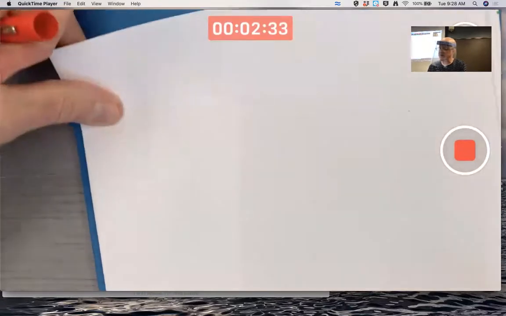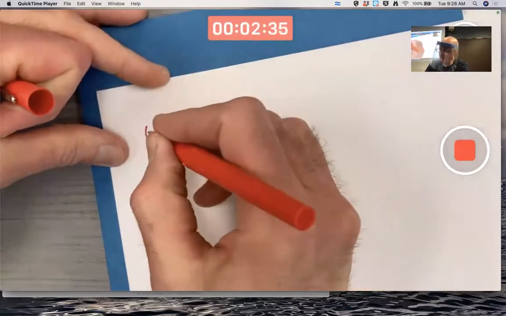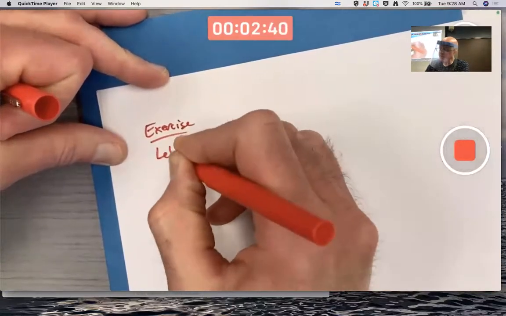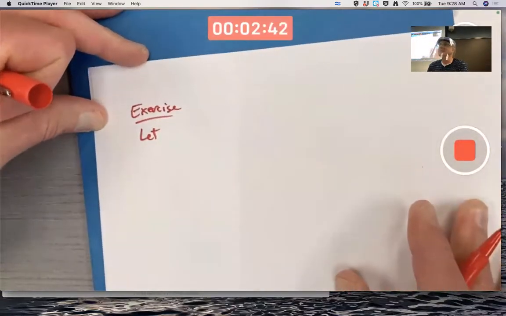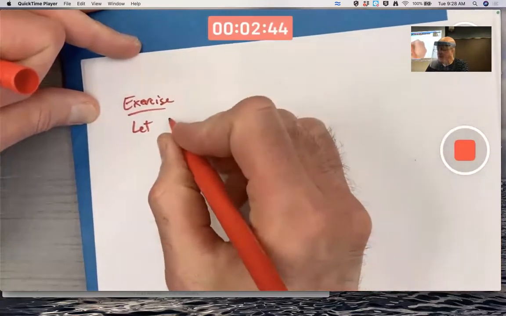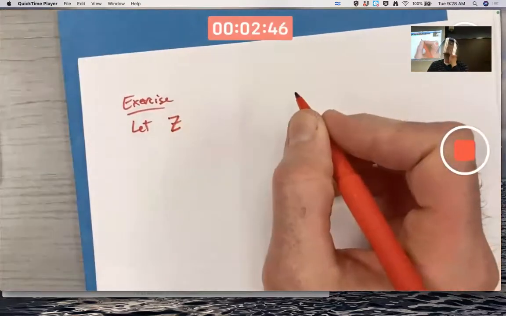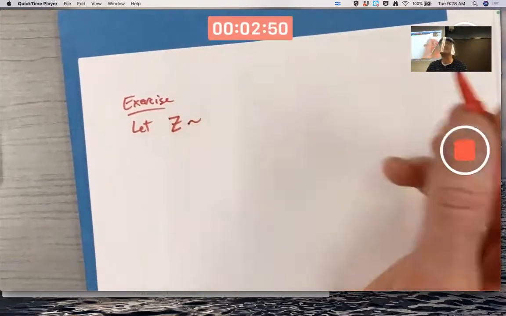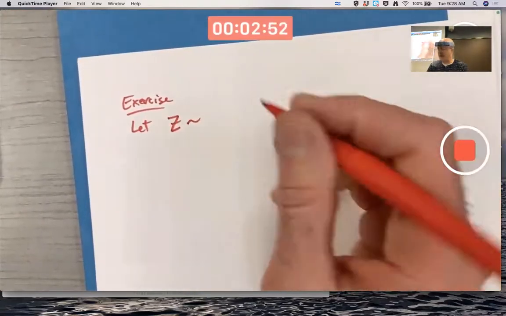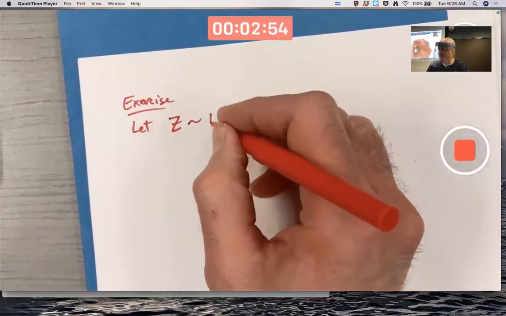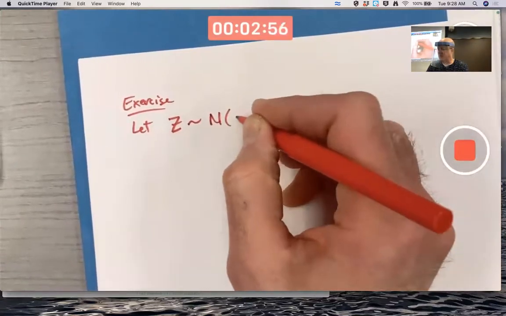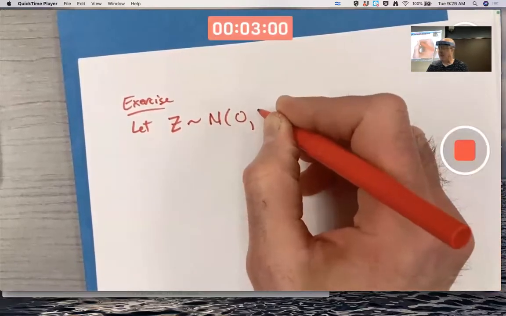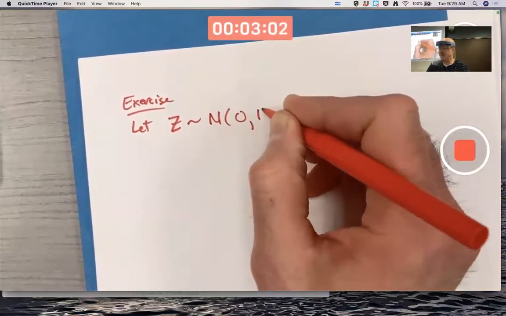And here's the exercise. This is actually a pretty important little exercise. Suppose you've got a standard normal random variable. We usually call that Z, right? Z is the standard letter for a standard normal random variable. Normal with a mean of 0 and a variance and standard deviation of 1.